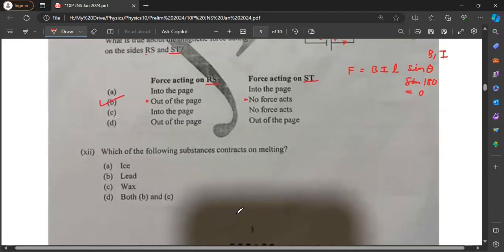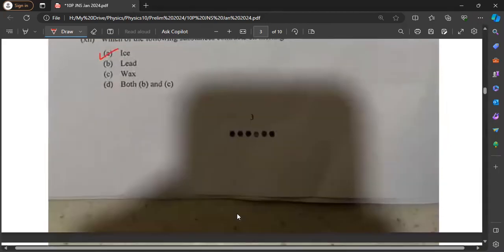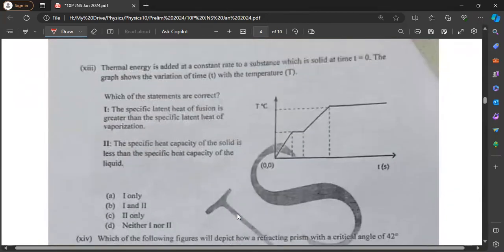Okay. Then, which of the following substances contracts on melting? The answer is ice. It says B and C, but you know that ice contracts. So therefore the answer is A. Going ahead. Now, this was a question which will take longer time to solve, but there were other multiple choice questions which were shorter. So it balances in a way. But again, this question, it's too much to do for 1 mark.